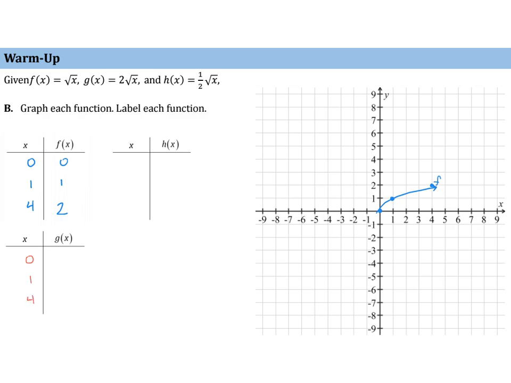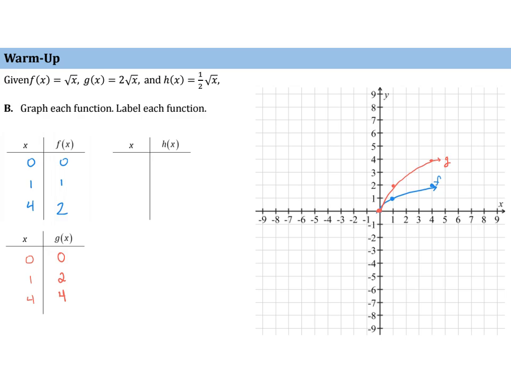Now take the square root and then double. So take the square root of 0 and then double, we get 0. Take the square root of 1 and then double. Take the square root of 4, we get 2, double. So g will look like this: (0, 0), (1, 2), and then (4, 4). Notice that the height of this has been stretched out. We are now twice as far from the x-axis as we once were.